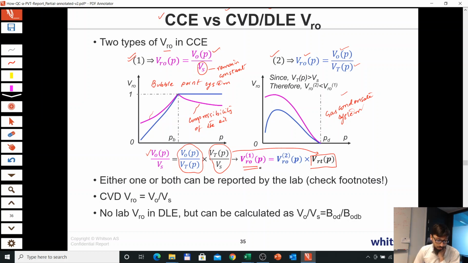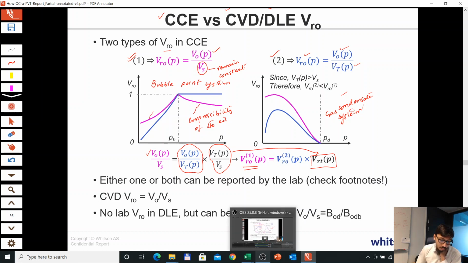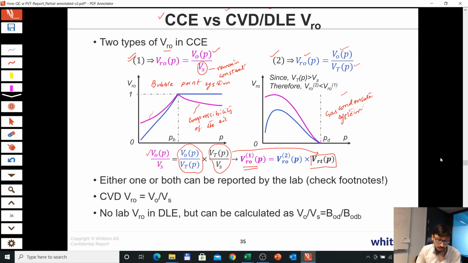Okay, so again, important: PVT labs can provide either one or both, and then you have to check, for example, footnotes where they provide you the definition of the different types of relative oil volumes they have provided.